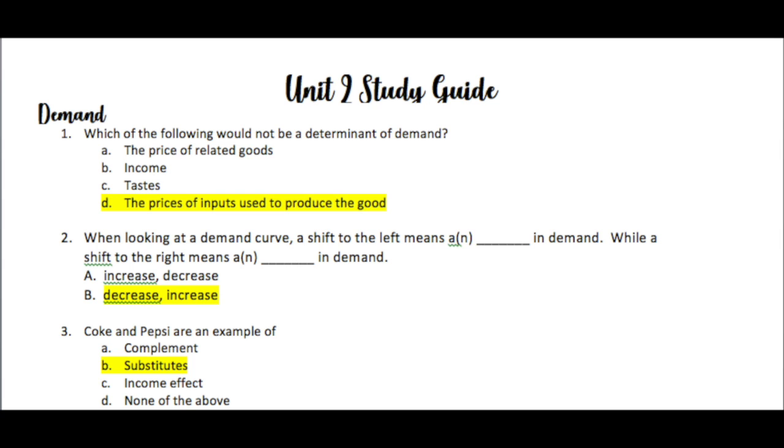Number 3, Coke and Pepsi are substitutes. Remember that a substitute is something that can be used in place of each other. A complement is something that goes together. Income effect is changing of demand by raising or lowering income.